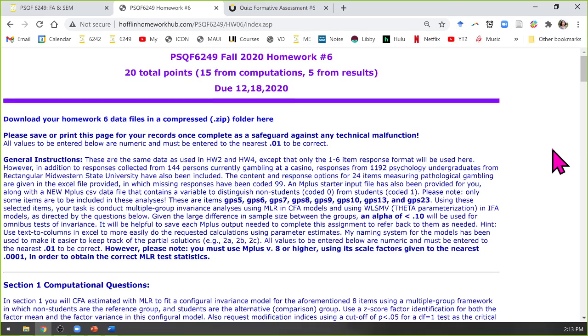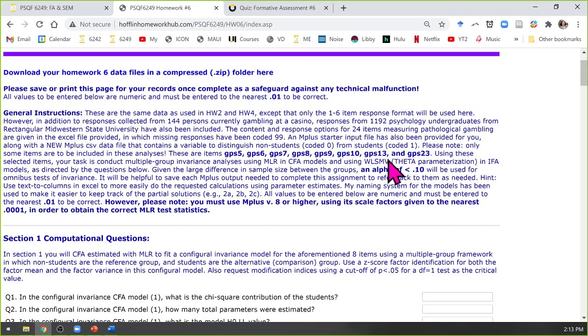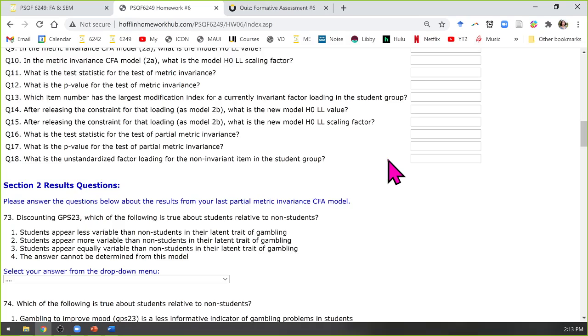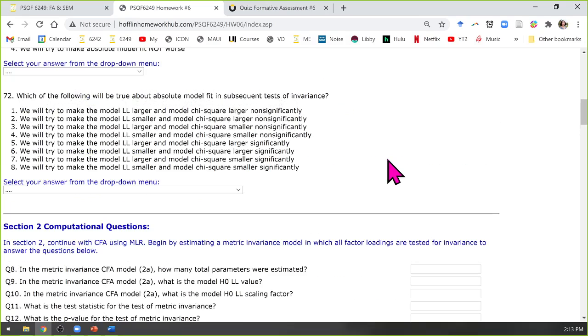I have a question about what we're trying to do with it. It's question 72: Which of the following will be true about absolute model fit in subsequent tests of invariance? I think it's just the wording, with larger versus smaller and them being negative numbers. I just wanted to make sure I was understanding that right.